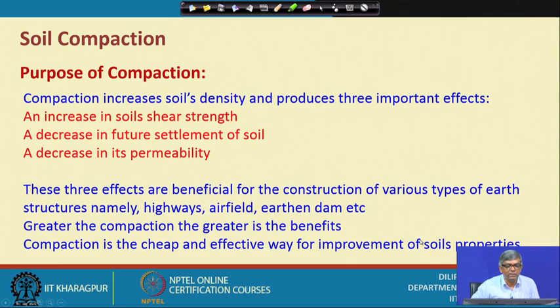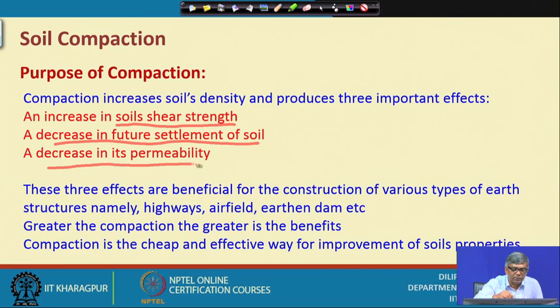Now, soil compaction, what is the purpose? The purpose of compaction is that it increases the soil's density. The immediate effect we get is that the soil particles come closer and density increases, and that actually gives you several benefits. The most important three are an increase in shear strength, a decrease in settlement, that means compressibility, and a decrease in permeability. So, the results of densification are these three.